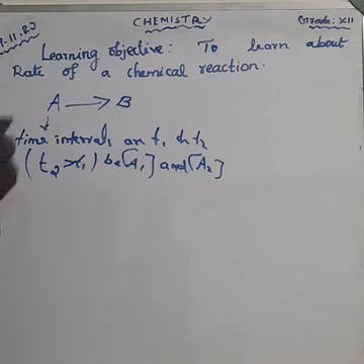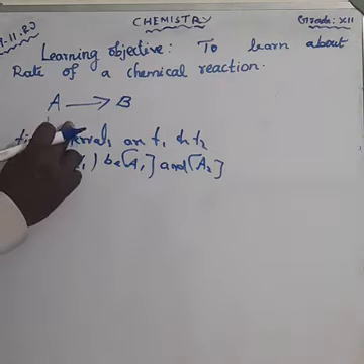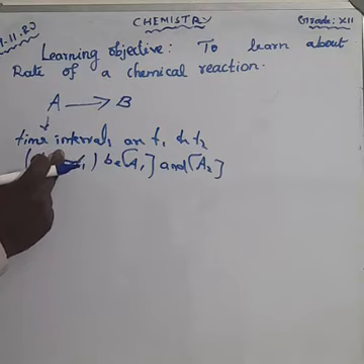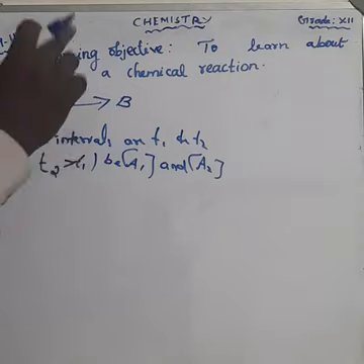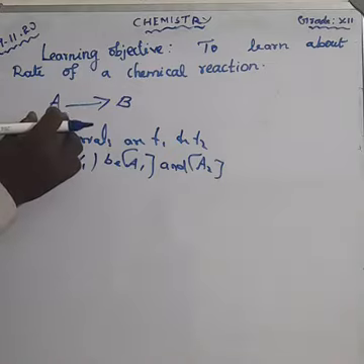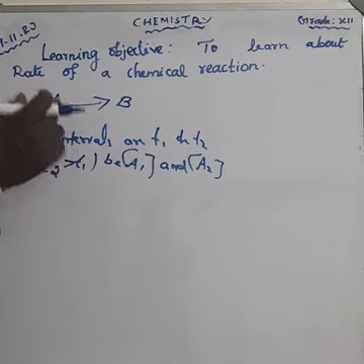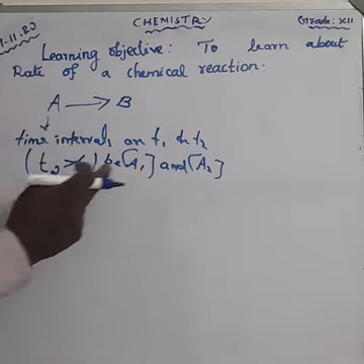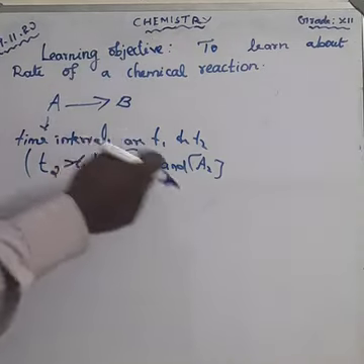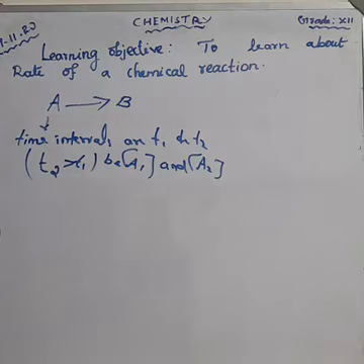The concentration of A can be measured at two different times, T1 and T2, where T2 is greater than T1, giving A1 and A2 respectively. How can we write the rate of the reaction? That is the question.